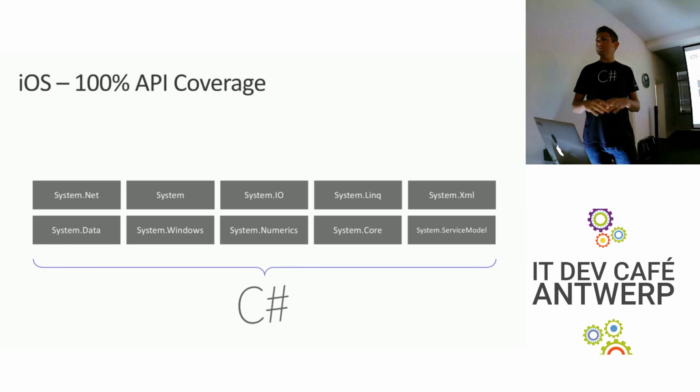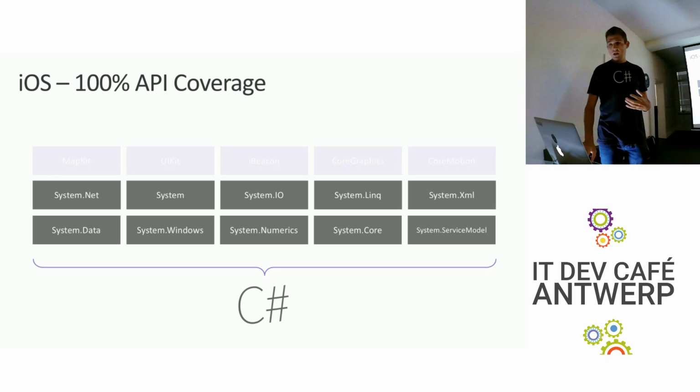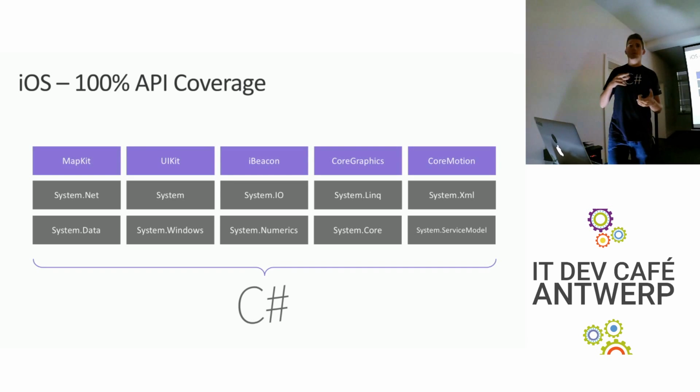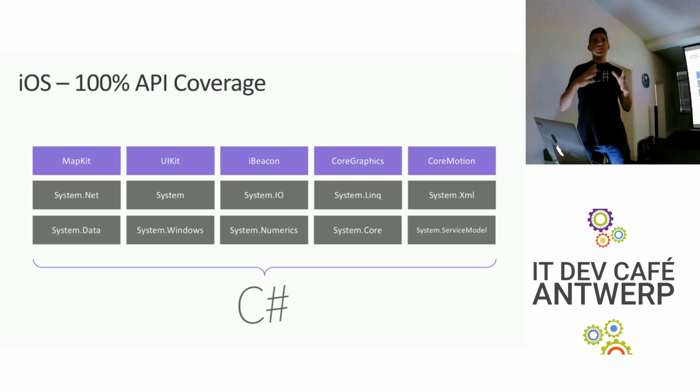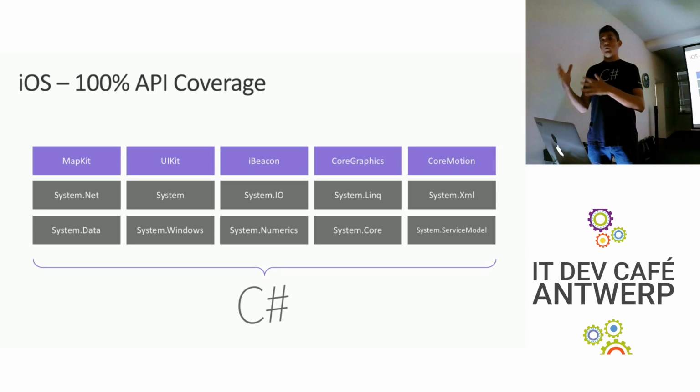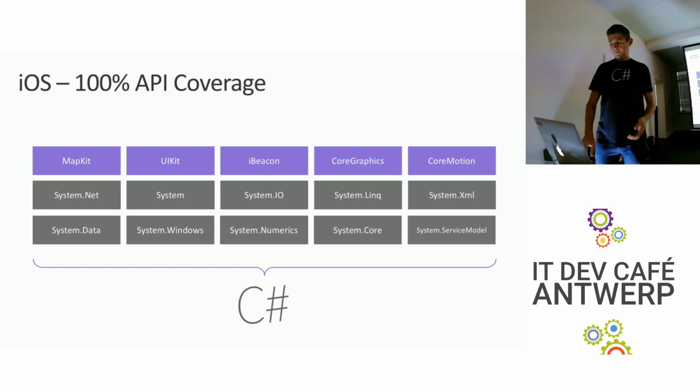Now for iOS, it's exactly the same story. So you have all the C# goodness, but on top of that, you can use MapKit, UIKit, all the APIs that Apple provides for iOS, you can use them from C#. Now, as far as I'm aware, at the moment, it's about 100% coverage of the API. So it's basically just a mapping of the iOS APIs and exposing them in a C# interface.